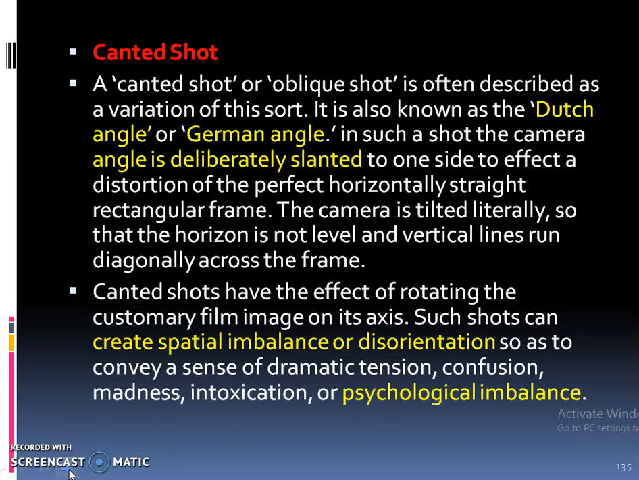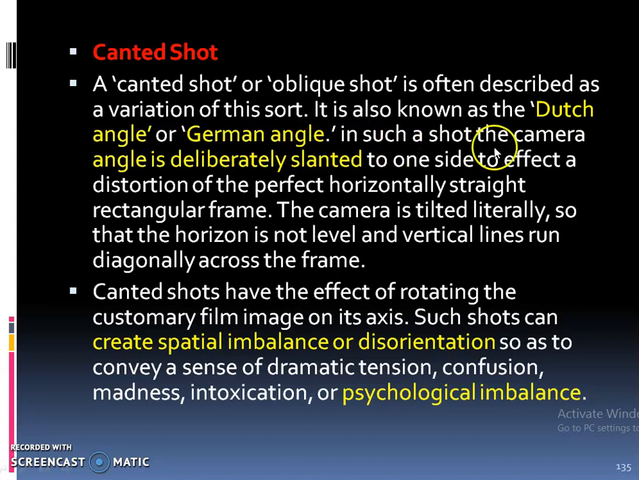And next is candid shot. A candid shot or oblique shot is often described as a variation of this sort. This candid shot is also known as Dutch angle or German angle. So what is this candid shot? It is otherwise known as Dutch angle or German angle.